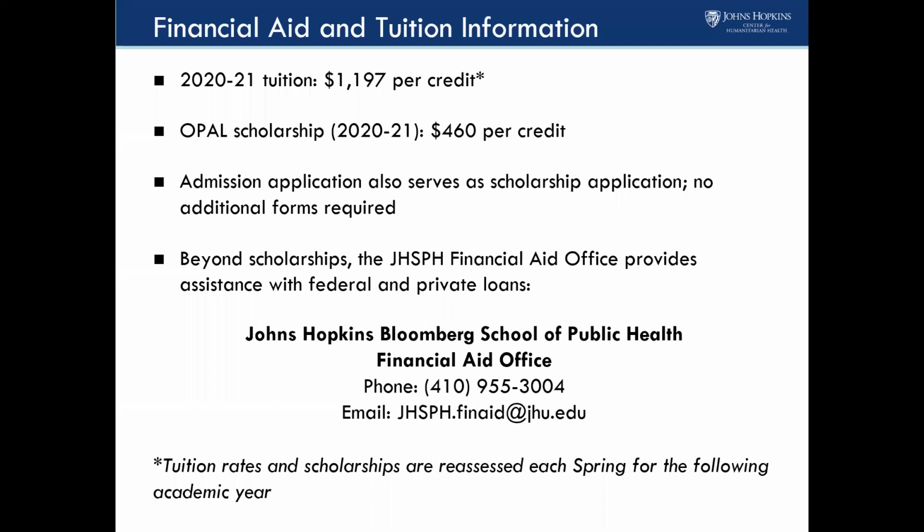If you are planning financially, you would want to plan for the $737 per credit at the current tuition rate. Of course, keep in mind our tuition rate and scholarships are reassessed each spring, and any changes will be updated on the website in the late spring. Just to go over the credit breakdown, our certificate in global health practice is 25 credits at $737 per credit.